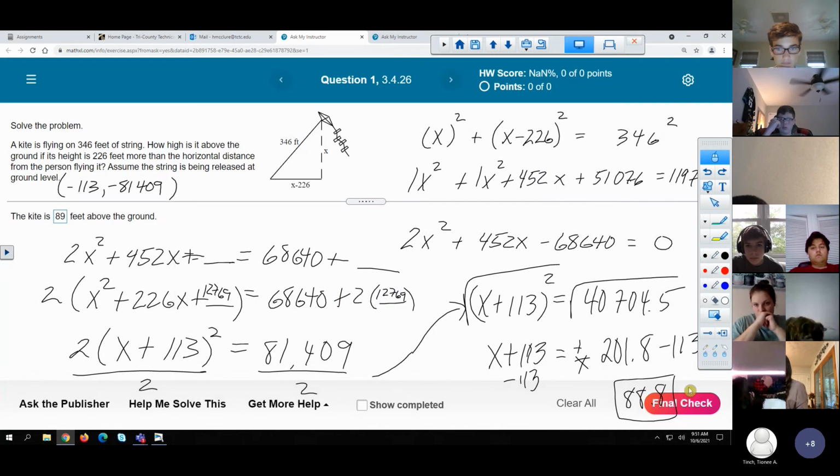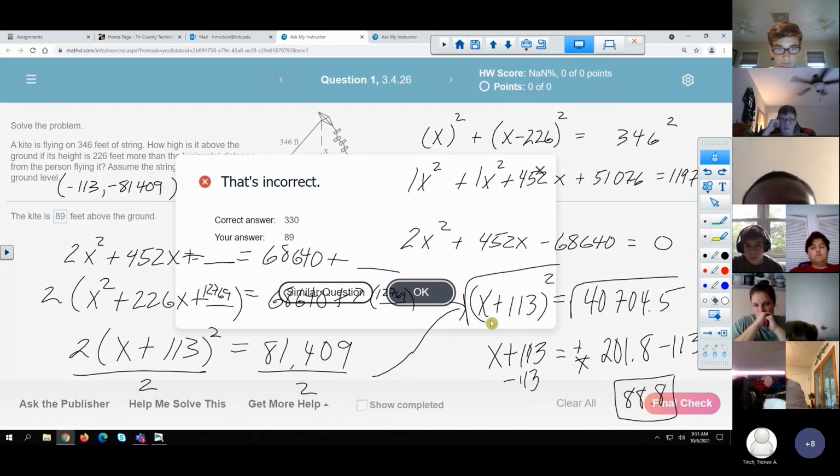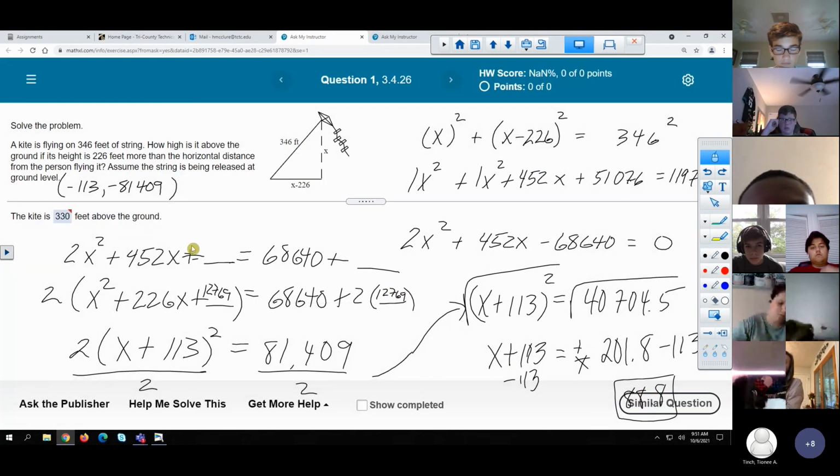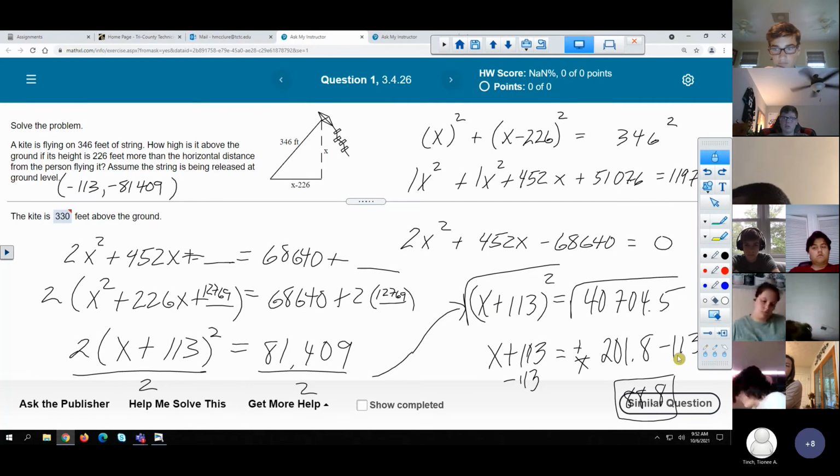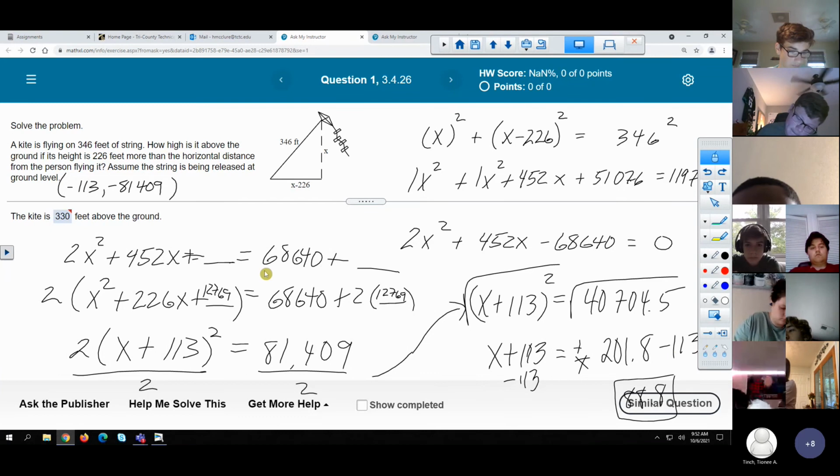We'll do this one again because, of course, we're running out of time. 330 feet. What is 201 minus 113? I thought that'd be 314, wouldn't it? So we've got an error somewhere. I'll figure it out and we'll redo this one.